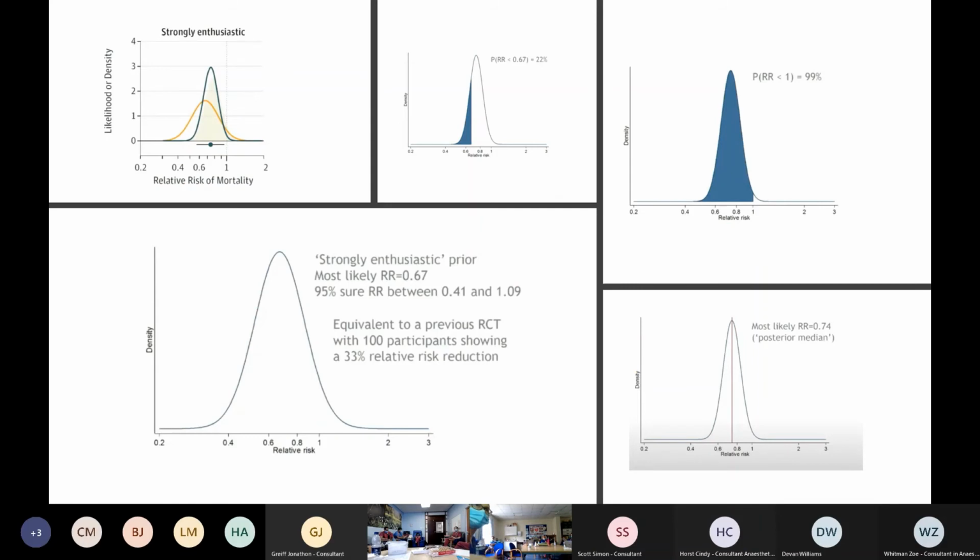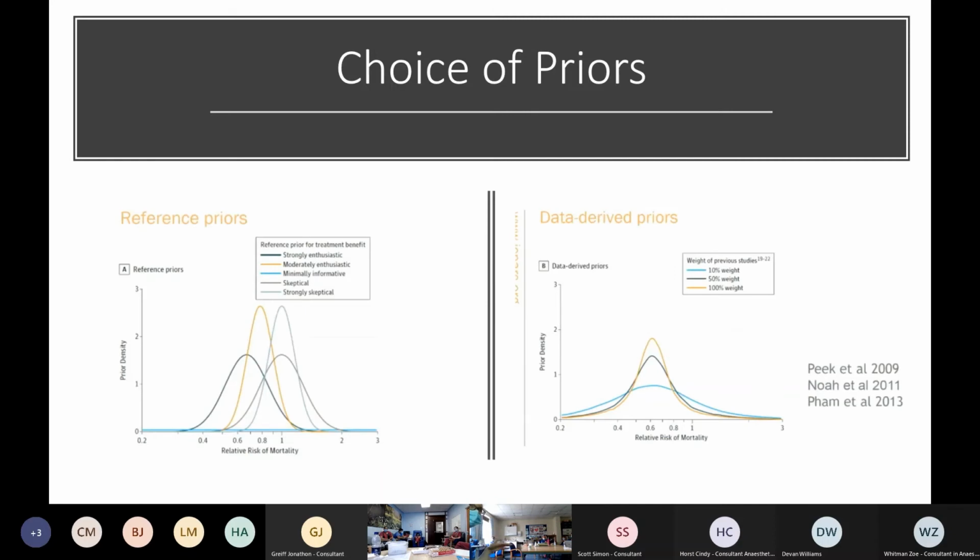Now, just to explain this again a bit more, this is just selecting out the strongly enthusiastic group. So our computer has generated this beautiful curve, and you can get lots of information from it. For example, if you've got a very narrow, tall curve, you can say, I'm pretty confident that the relative risk is this. Whereas if it's a bit flatter and more spread out, you might say, well, there is definitely a benefit, but I'm not sure whether the relative risk is 0.4 or 0.8. I know there's a benefit, but I'm not confident exactly where that lies.